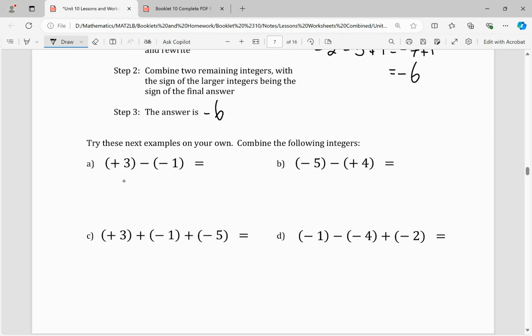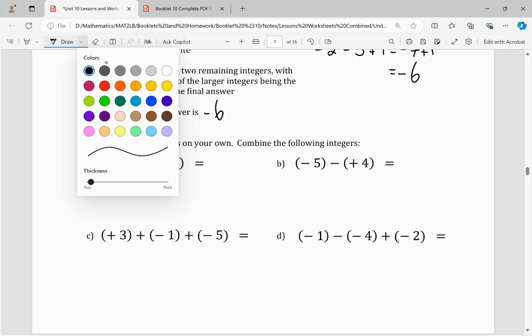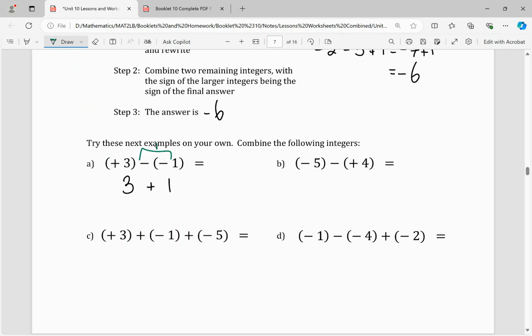Here we can write this as 3 plus 1 because those two negatives make a positive, right? And 3 plus 1 is equal to 4. That one is pretty easy. This guy right here is negative 5 minus 4. Now we have two negatives again. We start at negative 5, and we go 4 more in the negative direction, which brings us to negative 9. If you want to think about it in a different way, 5 plus 4 is 9, but since they're both negative, the answer is going to be negative.